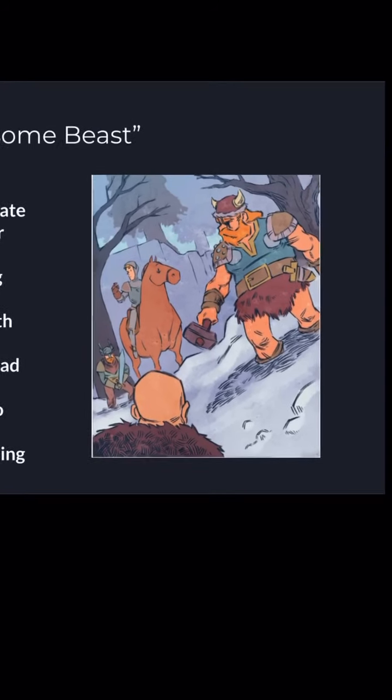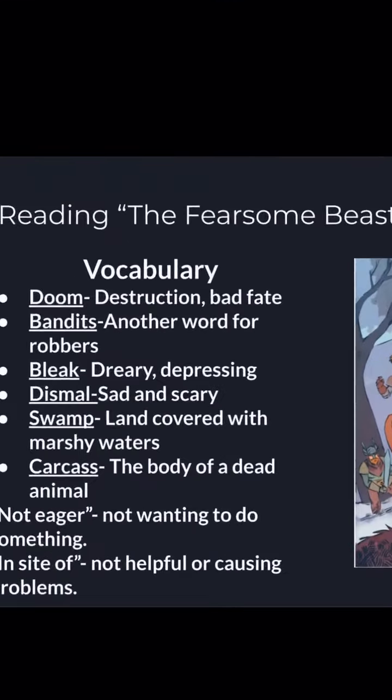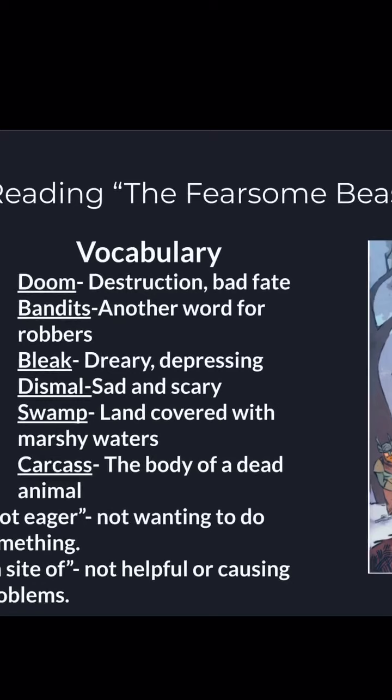Okay, next we're going to move on into our reading. Go ahead and make your prediction. What do you think the story is going to be about? Okay, very good. Now let's do our vocabulary words that you are going to read. First one is doom. That means destruction, bad fate. For example, they were filled with the feeling of doom and dread when they were walking through the dark cave.